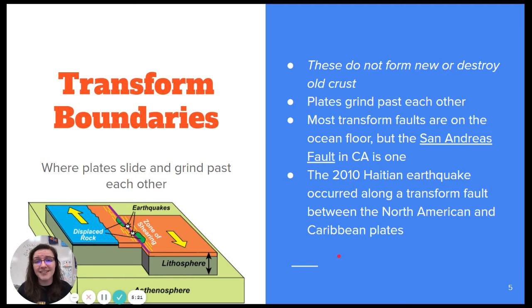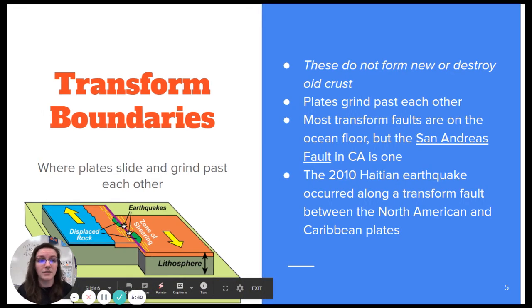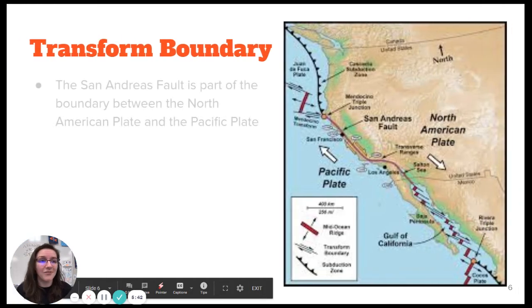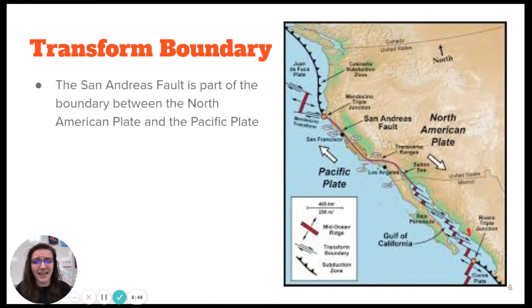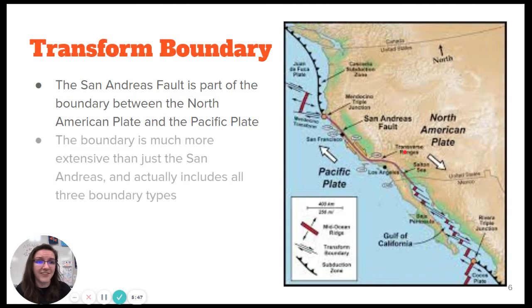The San Andreas Fault in California is probably one of the most well-known examples of a transform boundary. This is how faults form. And the 2010 Haitian earthquake, which was a really big earthquake, occurred along a transform fault between the North American and the Caribbean plates. The San Andreas fault is a transform boundary between the North American and Pacific plates.